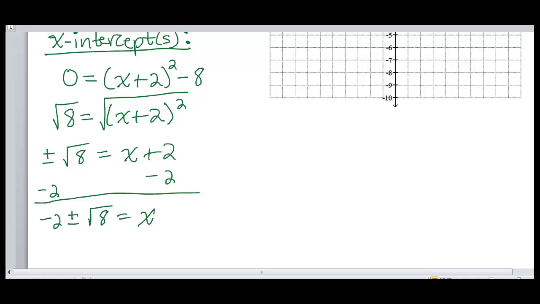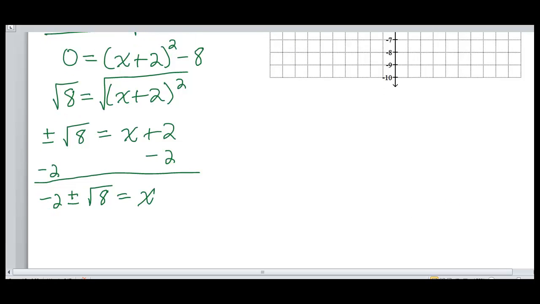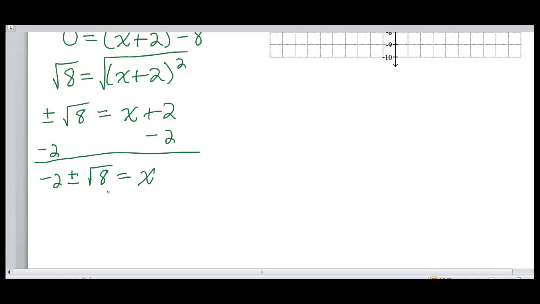Now, that 8 is not a perfect square, but we can simplify it. 8 is the same thing as 4 times 2, and we can take the square root of 4, which is 2. So we're going to end up with x equals negative 2 plus or minus 2 times the square root of 2. What's not so nice about this example is that this is not going to be a whole number. It's irrational. It can't be written as a fraction.